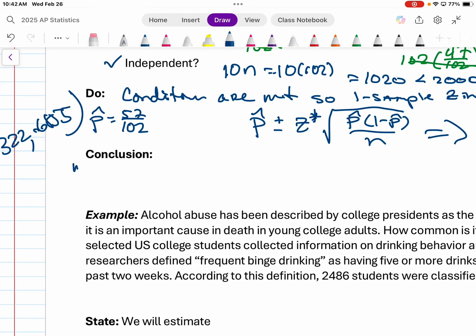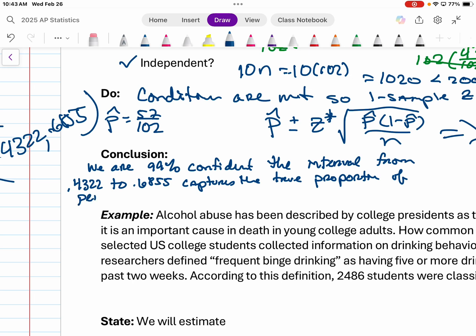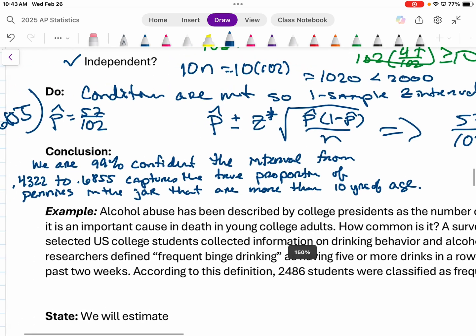So as I go to write it, we are 99% confident the interval from 0.4322 to 0.6855 captures the true proportion of pennies in the jar that are more than 10 years of age. And there's my final statement.